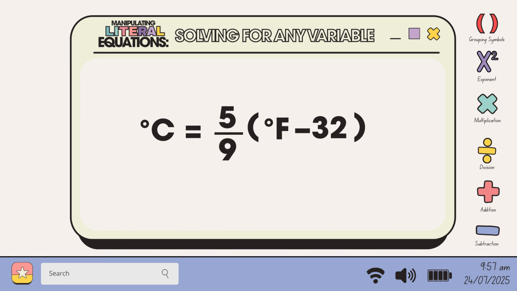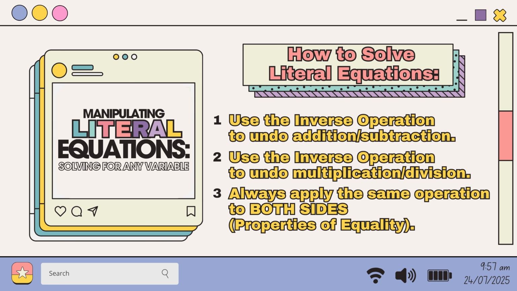To solve any literal equation, remember these three rules. First, use the inverse operation to undo addition or subtraction. Use also the inverse operation to undo multiplication or division. And always remember to apply the same operation to both sides or the properties of equality. You are now ready to manipulate variables like a pro.